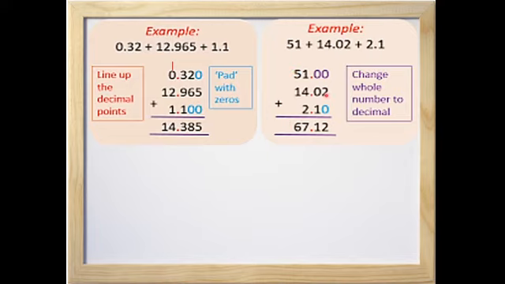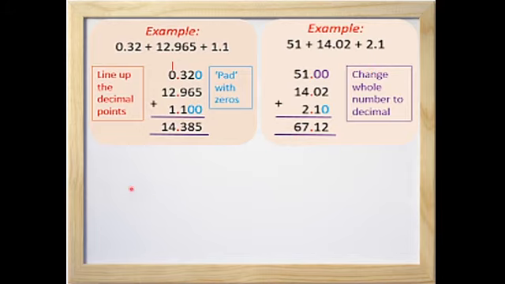So 0 plus 2 plus 0 is equal to 2. 0 plus 0 plus 1 is equal to 1. Bring the decimal point just below it. Then add 1 plus 4 is 5. 5 plus 2 is 7. 5 plus 1 is equal to 6. So the sum of these three decimal numbers is given by 67.12.